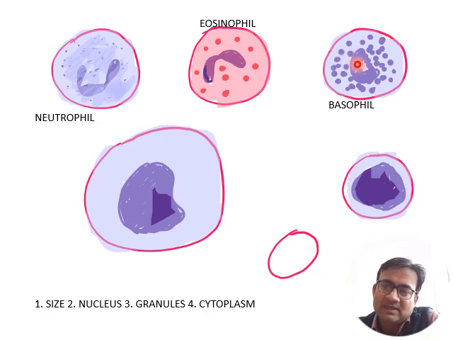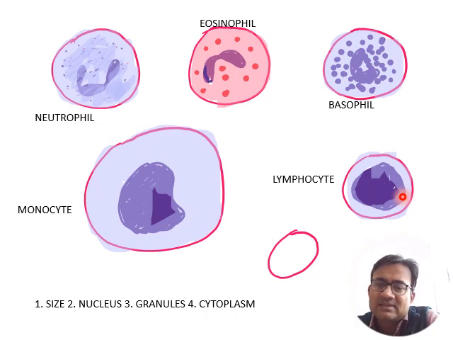Granules are coarse and so numerous that they cover the boundary of the nucleus. You cannot see the nucleus. So this is a basophil. Then monocyte has the highest size, around 2 to 2.5 times that of RBC. And this is lymphocyte. Depending on size, you can divide it into small lymphocyte or large lymphocyte. If it is a little more than RBC, it is a small lymphocyte. If it is about 1.5 times that of RBC, it is a large lymphocyte.